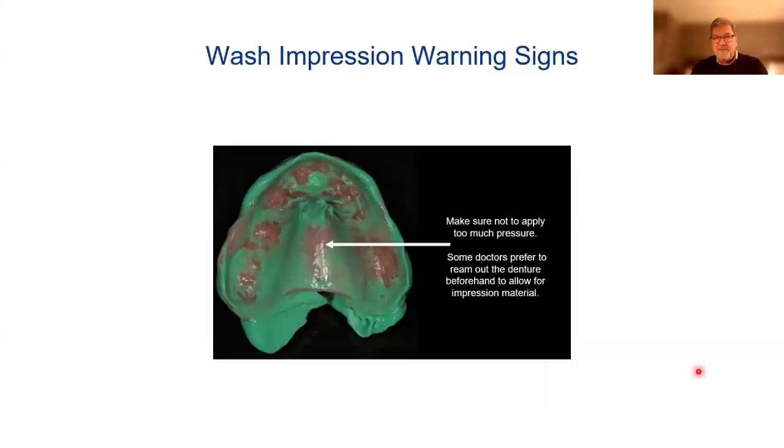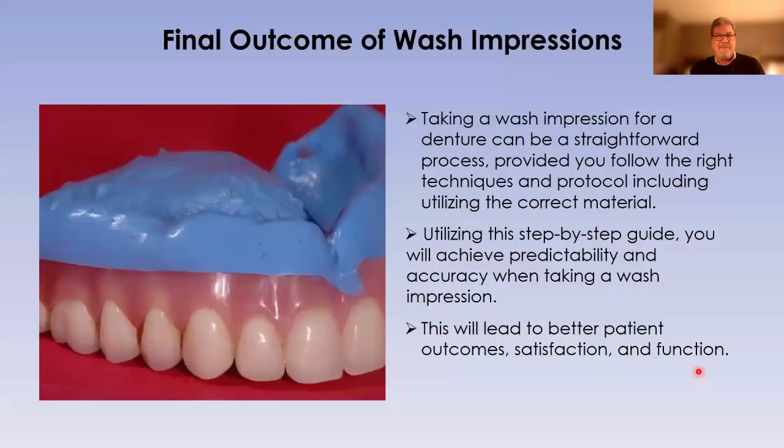Some of the things you have to watch out for is to make sure not to apply too much pressure. Once you see these pressure marks, with the denture showing through the impression material, then I think you're going to have some sore spots and instability. So a lot of doctors prefer to relieve the denture a little bit beforehand to allow room for the impression material. The wash impression can be a straightforward process, provided you follow the right techniques and protocol, including using the correct material. Utilizing the step-by-step guide I just mentioned is going to lead to better outcomes, patient satisfaction, and better function.